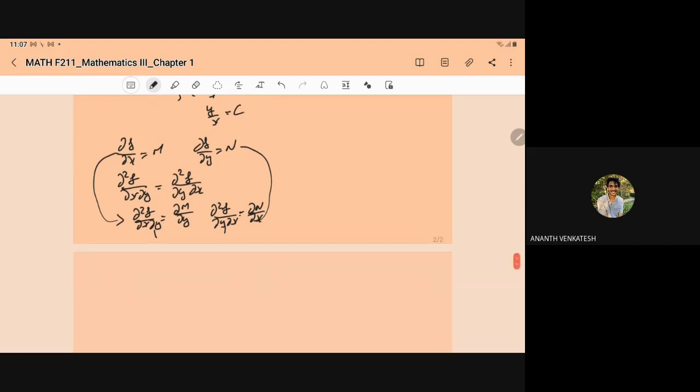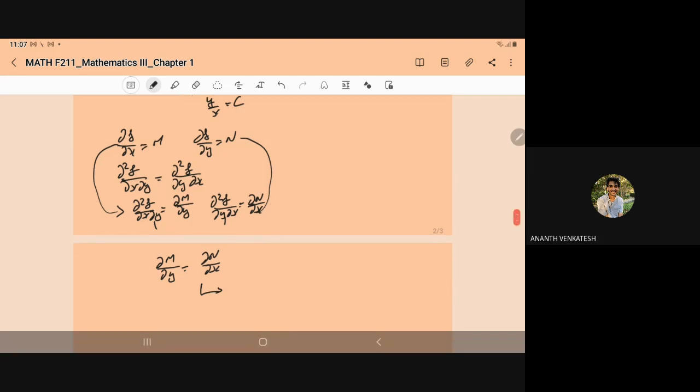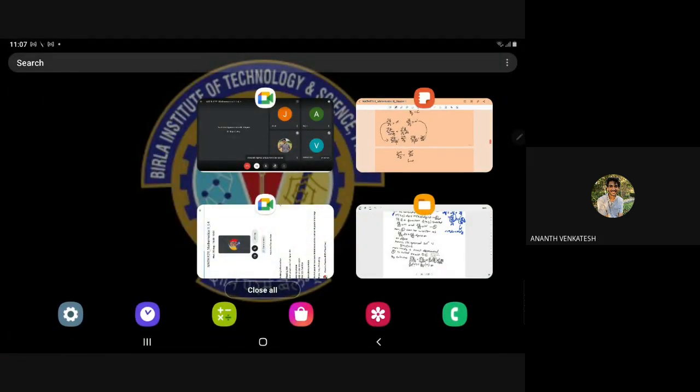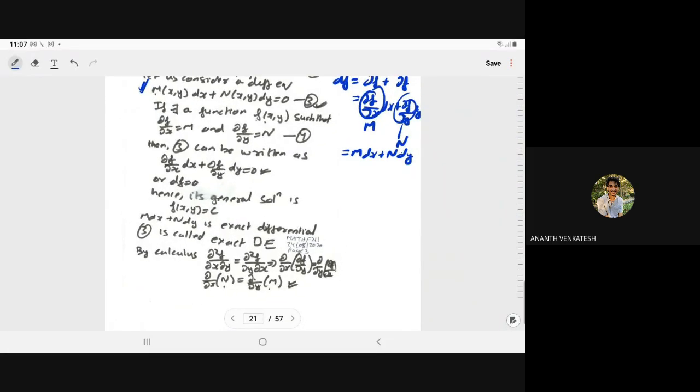If these two are equal, then we have del m by del y is equal to del n by del x. So this is the condition. If m dx plus n dy is equal to 0, then del m by del y is equal to del n by del x will be the condition. So this is the condition.